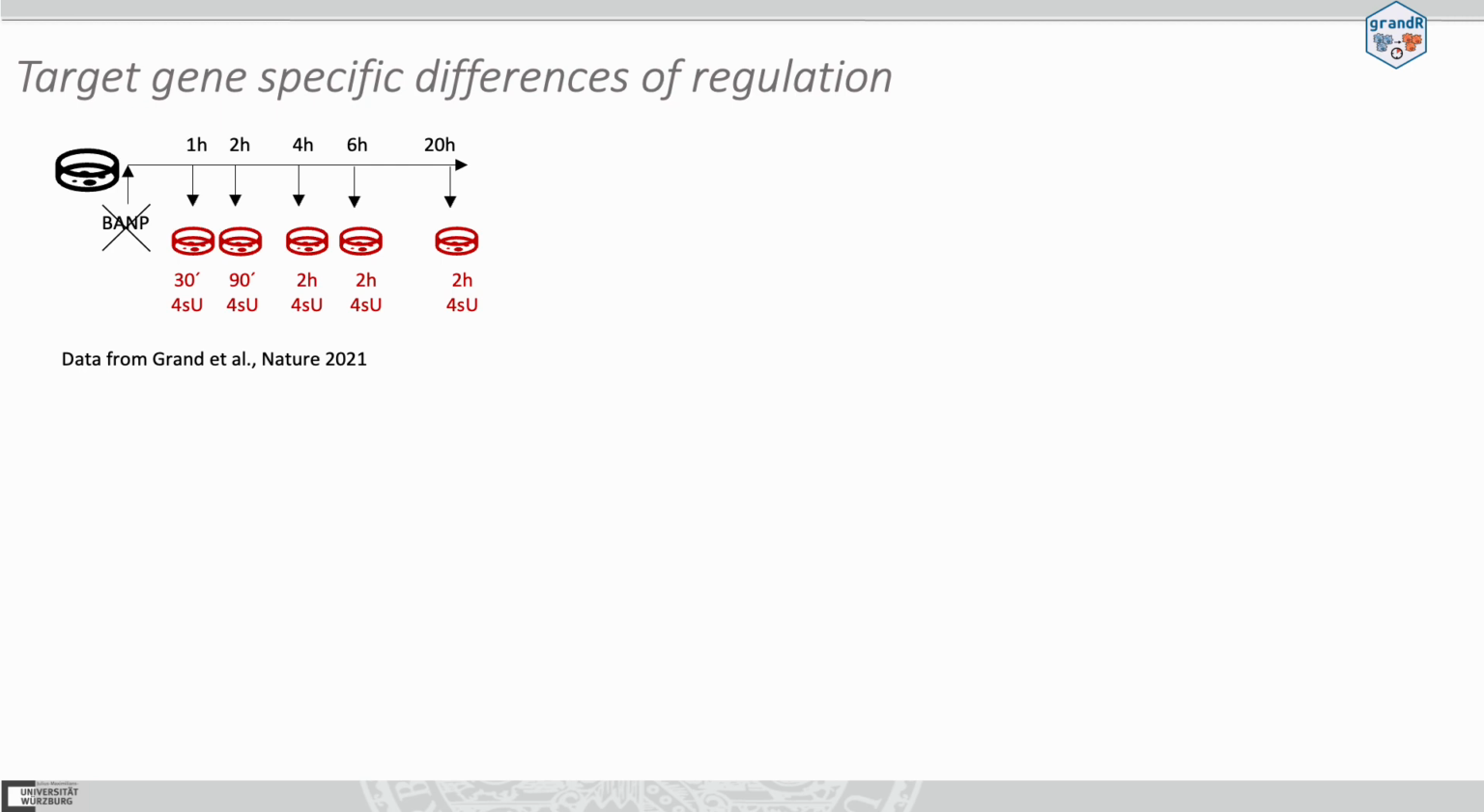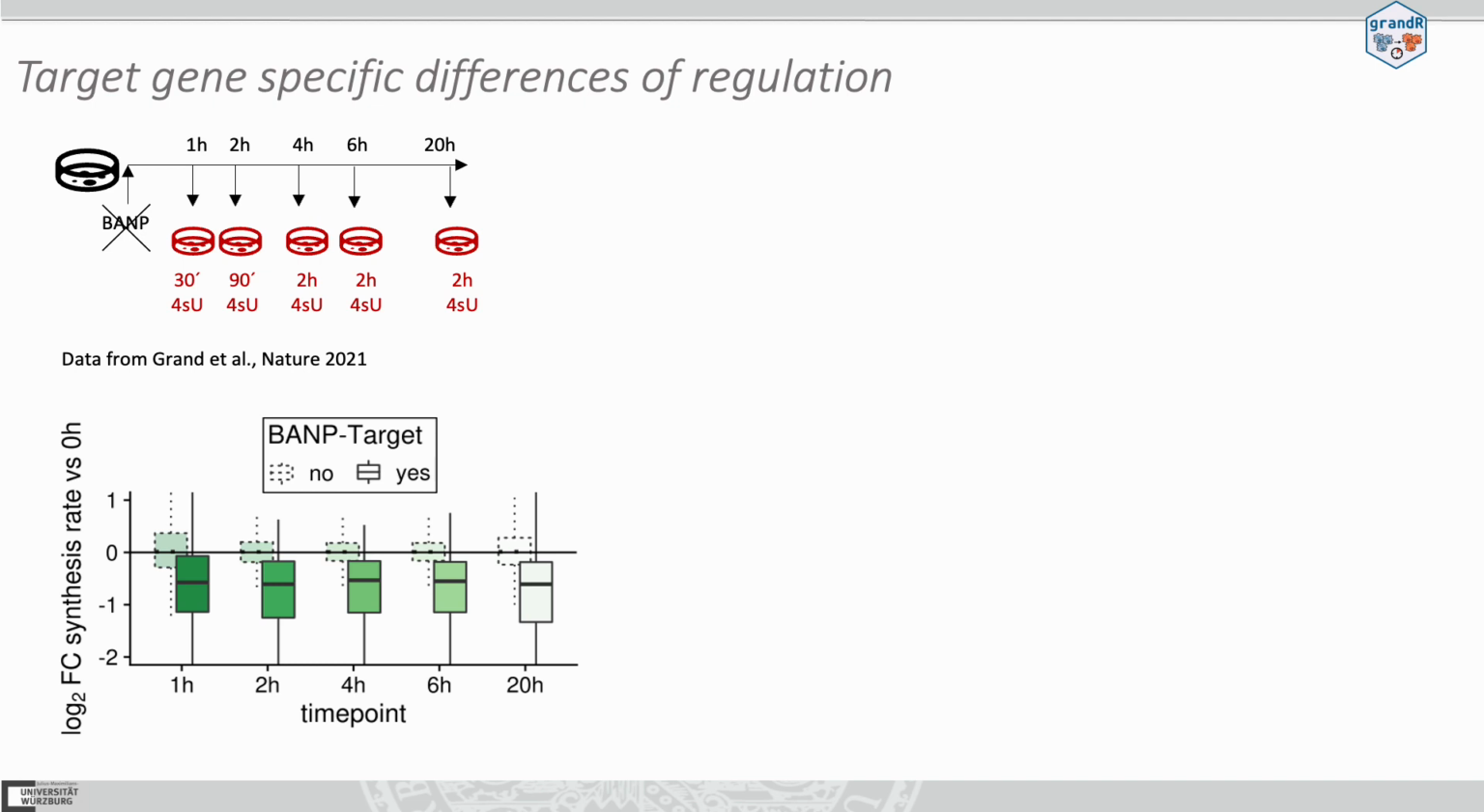Finally, we applied our differential gene expression modeling approach to a published dataset. Here we have cells after degron-mediated depletion of BAMP. We had samples from multiple time points, so 1, 2, 4, 6, and 20 hours after depletion, and all of them were labeled with 4sU prior to sequencing. Next, we estimated RNA synthesis log2 fold changes with our Bayesian approach for each time point. This enabled us to compare all time points even though they have different labeling times.